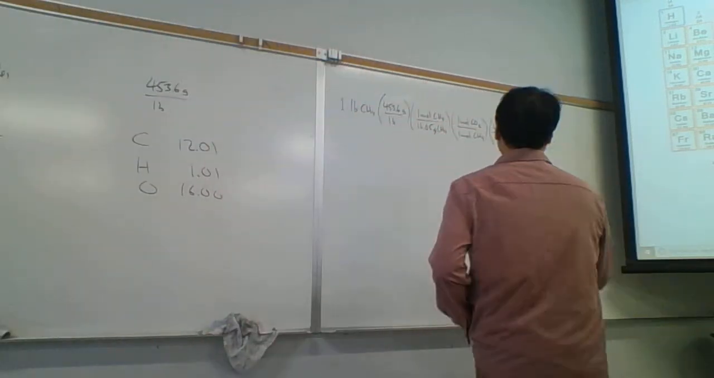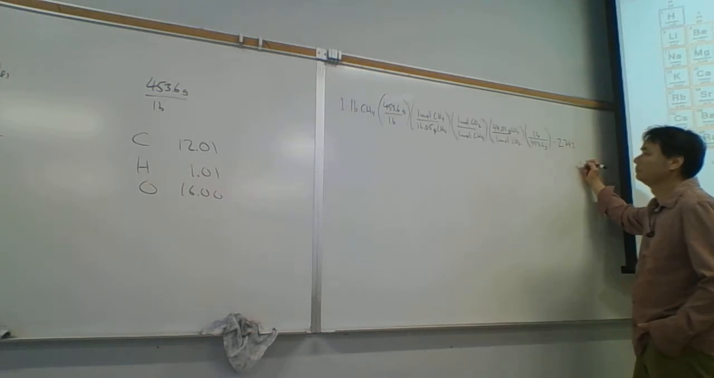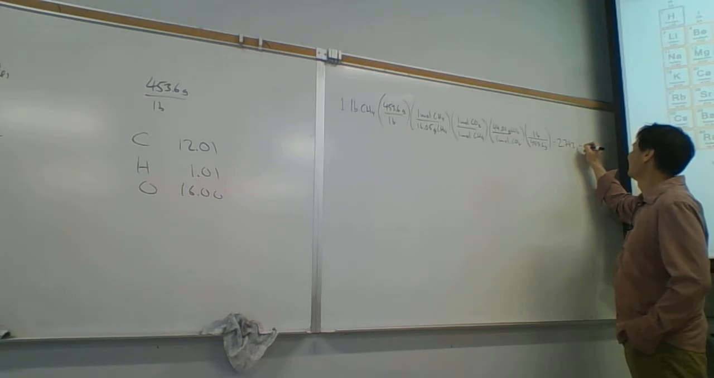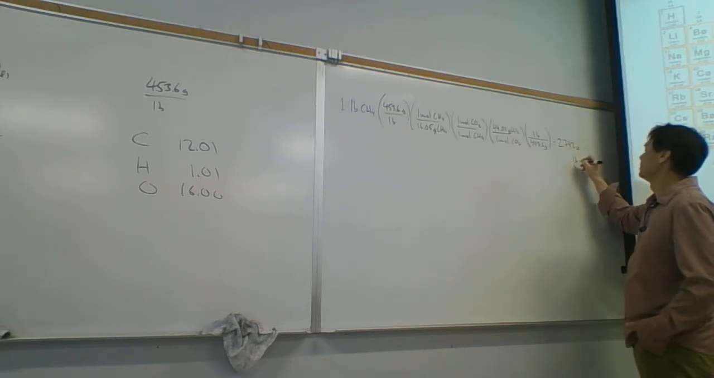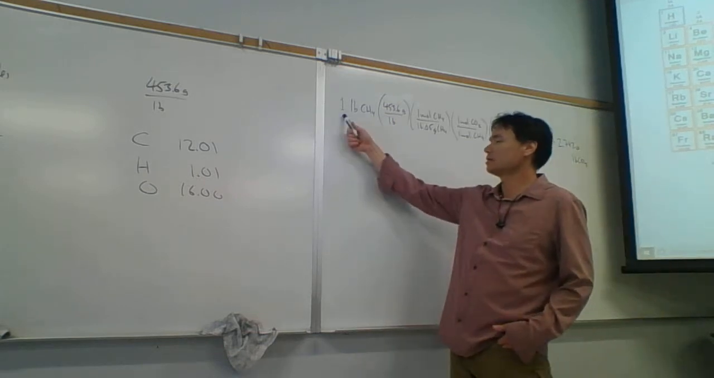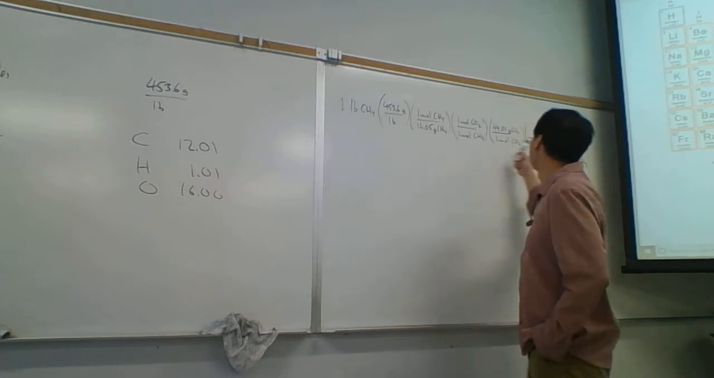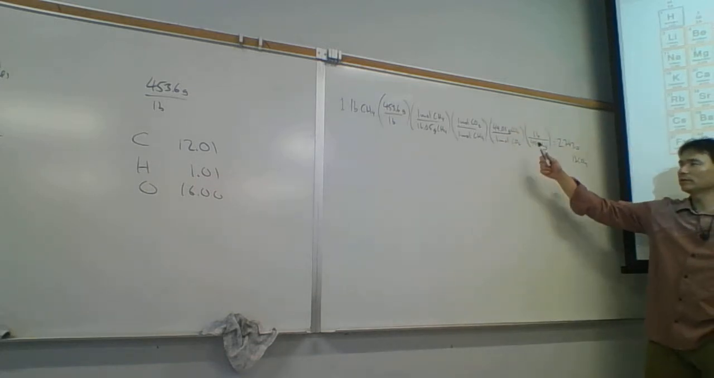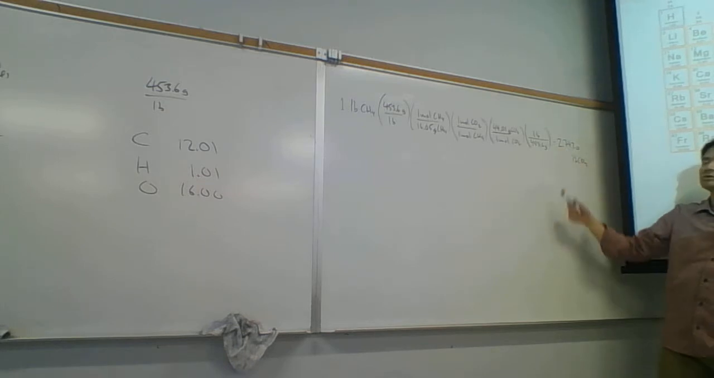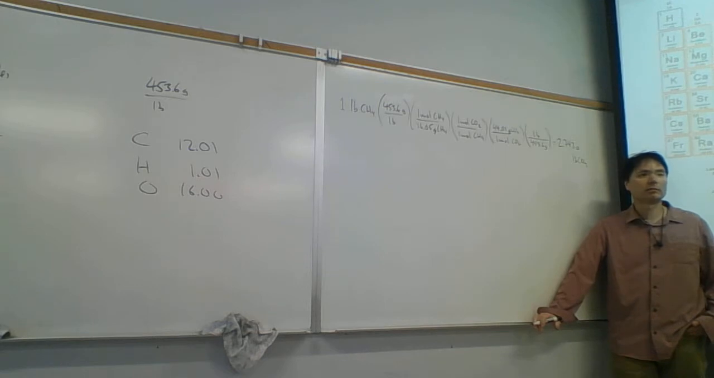2.742. Now, how many sig figs am I allowed? Well, it depends on what I treat this as. If I treat this as 1 sig fig, then I'm only allowed 1 sig fig here. If I'm only allowed 1 sig fig, then this would round up to 3 pounds. So for every pound of methane I burn, I get 3 pounds of carbon dioxide.